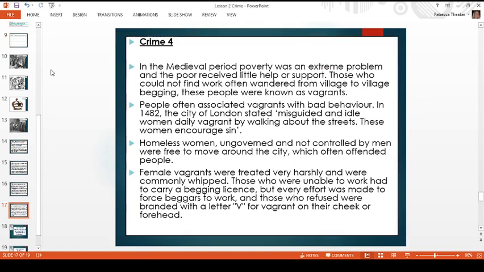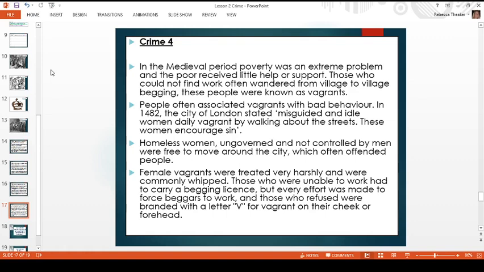In the medieval period, poverty was an extreme problem, and the poor received little help or support. Those who could not find work often wandered from village to village begging. These people were known as vagrants. People often associated vagrants with bad behaviour.